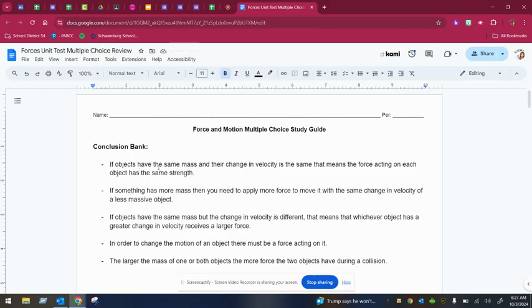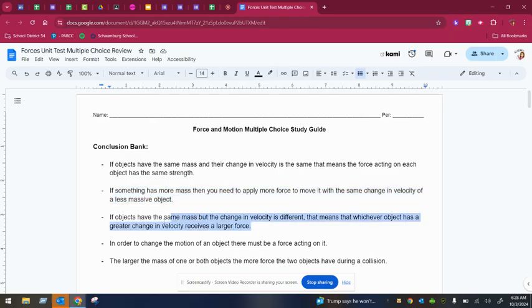Looking here, if the objects have the same mass and their change in velocity is the same, then that means that the force acting on each of the objects has to be the same strength. So same mass, same change in velocity has to be the same force. But we also saw that if something has more mass, then in order to move that object, you're going to have to apply more force if you want the same change in velocity. So if I want my ping pong ball and my golf ball to move at the same change in velocity, then I'm going to have to apply more force to the golf ball.